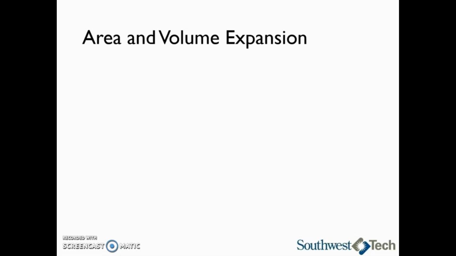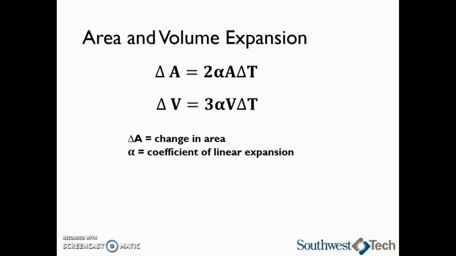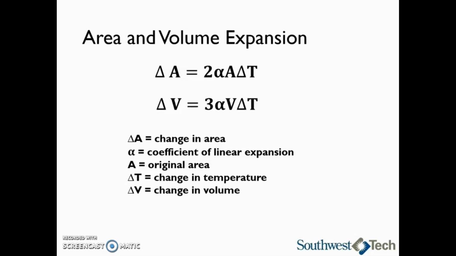Next, we will look at area and volume expansion, since when heated, objects expand in all three dimensions. Sometimes we only care about the area expansion, but sometimes we also need to know the volume expansion. The area expansion, delta A, equals 2 times alpha times A times delta T, and delta V, the change in volume, is equal to 3 times alpha times V times delta T. Delta A is the change in area, alpha is the coefficient of linear expansion, which we saw in the linear expansion formula, A is the original area, delta T is the change in temperature, delta V is the change in volume, and V is the original volume.